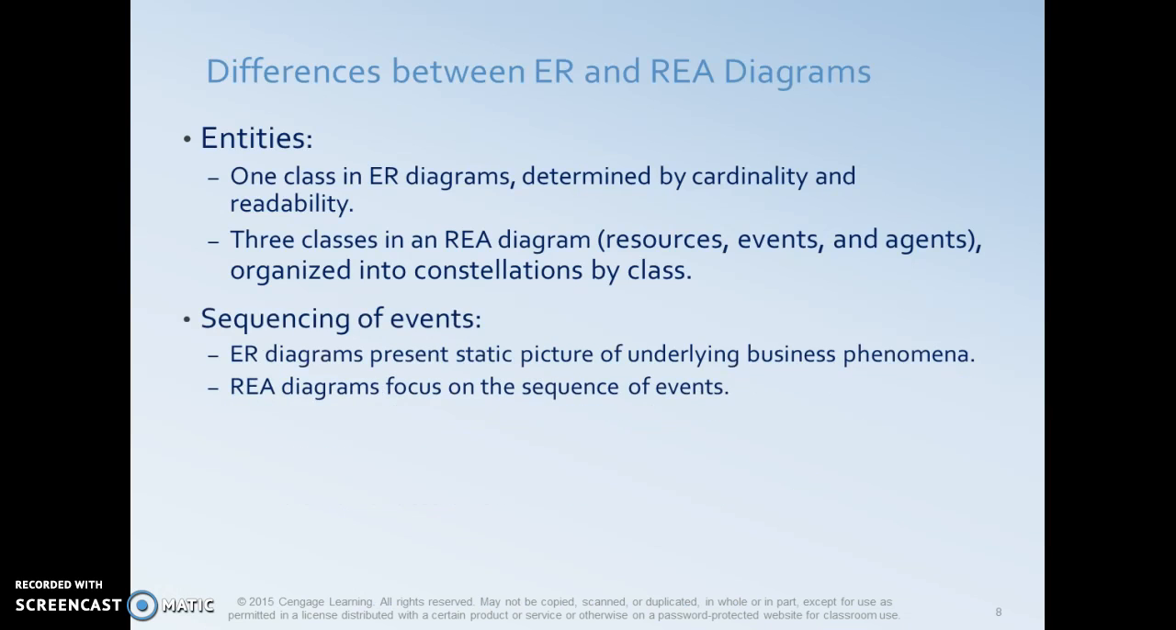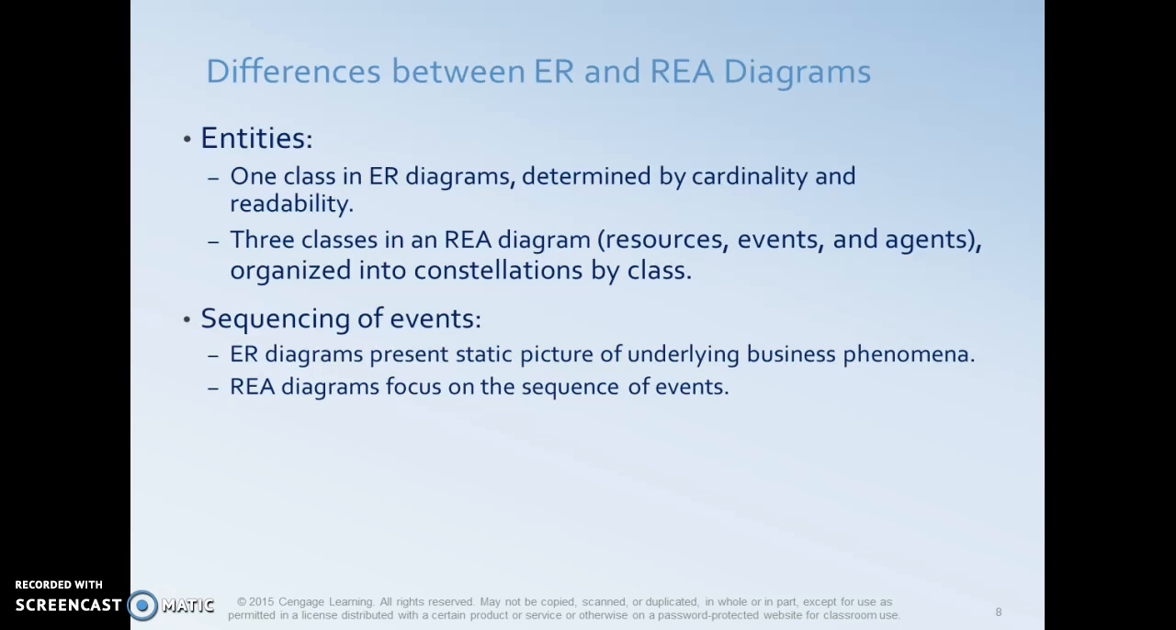So, differences between an entity relationship model and an REA diagram. Entities: one class in the entity relationship diagram, determined by cardinality and readability. Cardinality is just the relationship. Is it a one-to-one relationship between entities? Is it a one-to-many relationship? That's all that cardinality means.